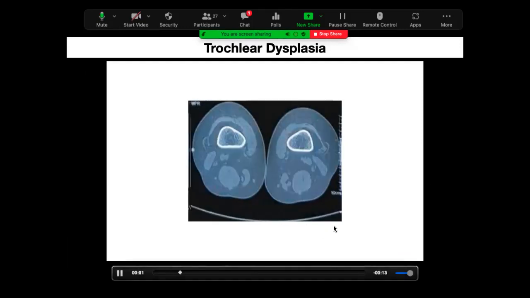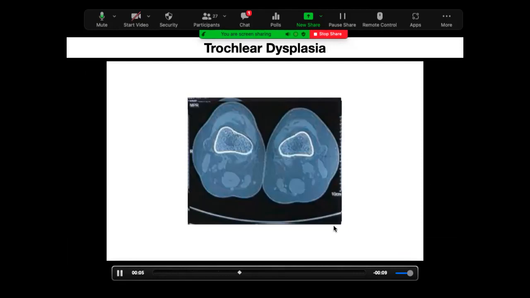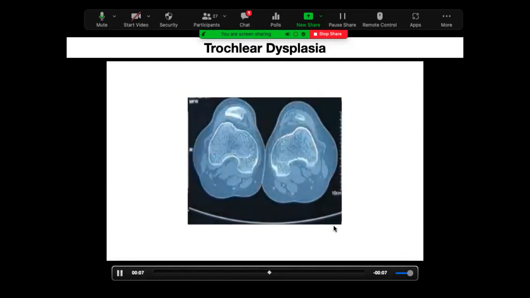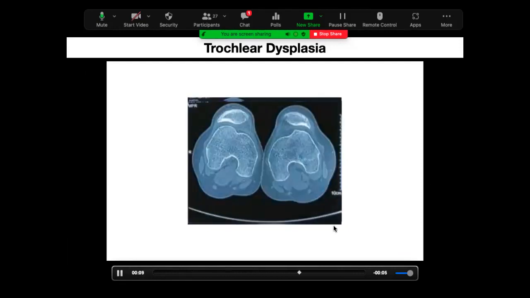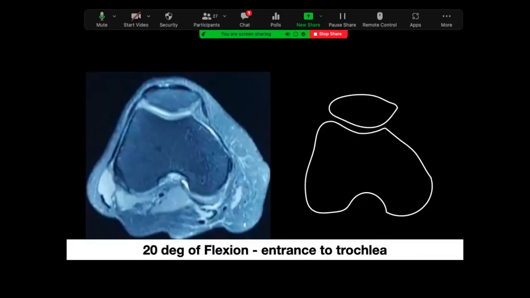This is a CT scan of our patient who had a bilateral trochlear dysplasia, in whom we did a trochleoplasty. This patient underwent multiple surgeries, but all of them were soft tissue surgery. What happens at 20 degrees? The patella enters into the trochlear groove. At the entrance, there is a bump or a flat trochlea.